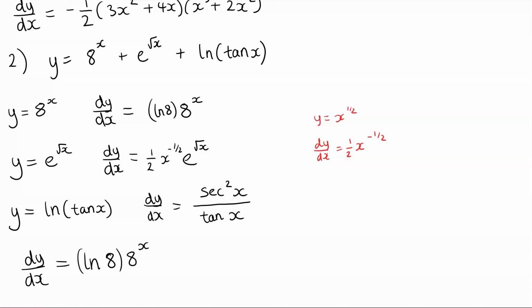So for the answer to the whole problem, I'm just going to write it all out here. Differentiate the first term, we get the natural log of 8 to the power of x. Differentiate that second term, we've got this half, x to the minus a half, e to the root x, and then we've got our final term differentiated at the end. Again, I've not specified any particular way that you should leave this, so leaving it like this should just be fine.